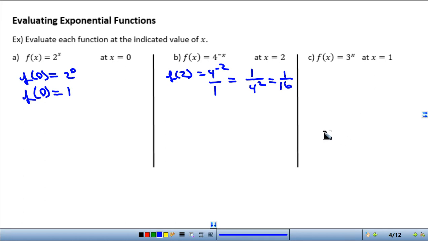So what you're going to do. F of x is equal to 3 to the x at x equals 1. So f of 1 equals 3 to the 1. Well, 3 to the first power, 3. Yeah, it's that easy. Oh my God.